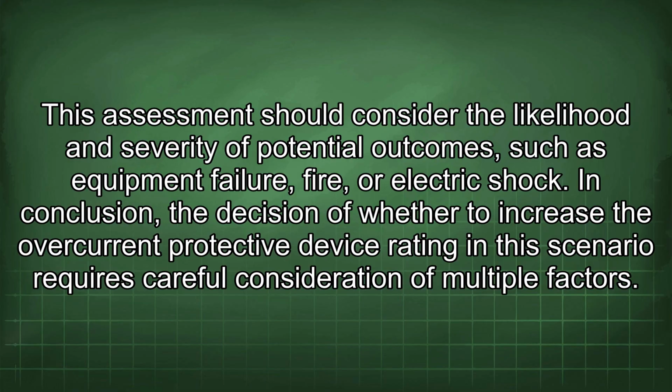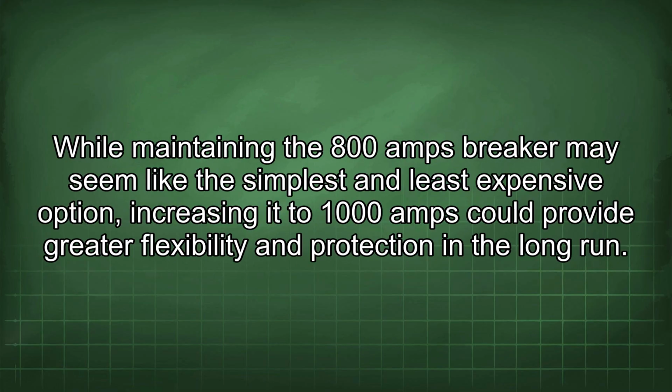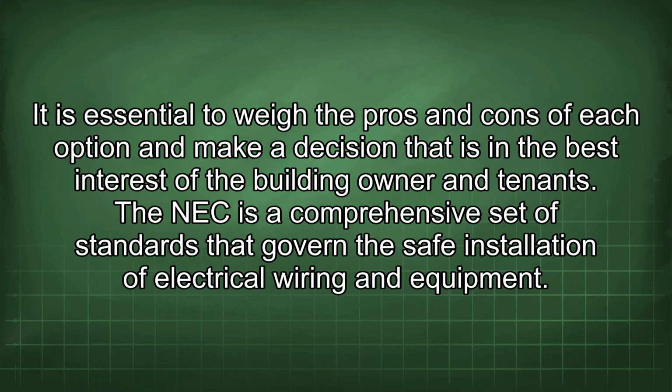In conclusion, the decision of whether to increase the overcurrent protective device rating in the scenario requires careful consideration of multiple factors. While maintaining the 800 amp breaker may seem like the simplest and least expensive option, increasing it to 1000 amps could provide greater flexibility and protection in the long run. It is essential to weigh the pros and cons of each option and make a decision that is in the best interest of the building owner and tenants.